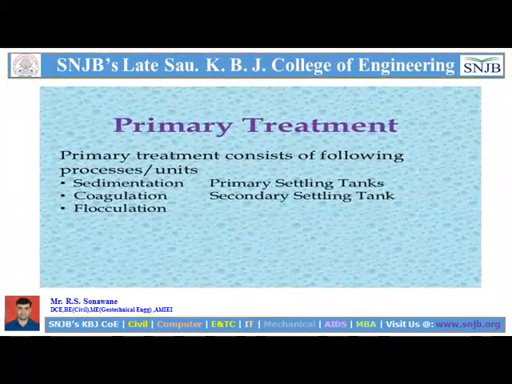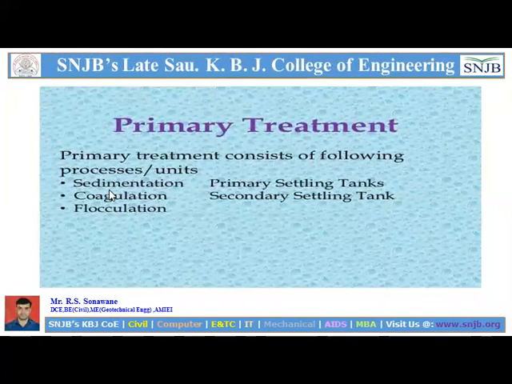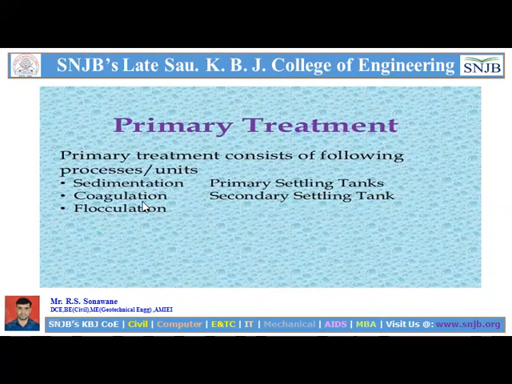In the primary treatment, it consists of the following processes or units. The first process or unit is sedimentation, which is related to the primary settling tank. Then coagulation, which is related to the secondary settling tank, and flocculation. These three processes, related to the primary settling and secondary settling tank, come under the primary treatment.